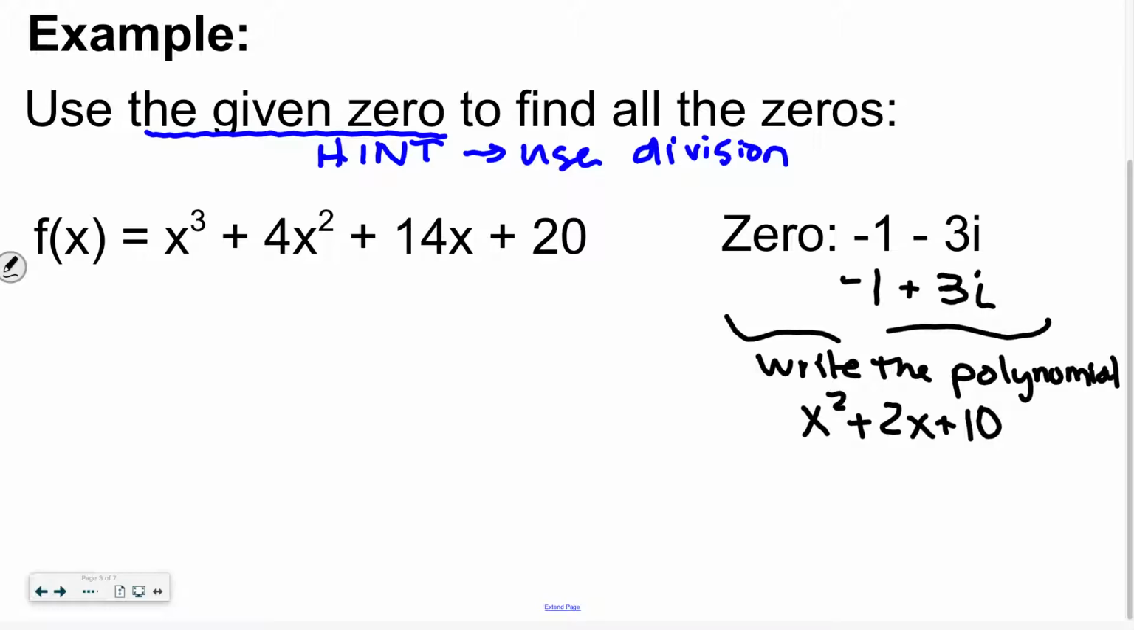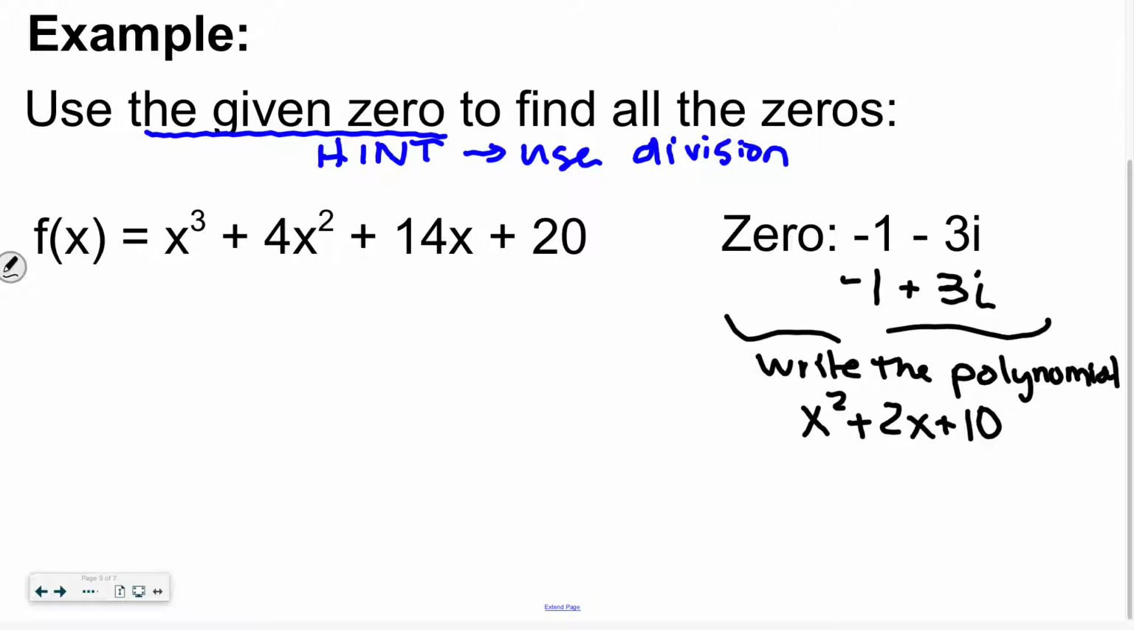So now, if we know that those two zeros make this quadratic, and we have a cubic polynomial, we can use division, take our cubic divided by the quadratic, and we'll get left over with a linear factor. That's the missing factor, and we'll find our zero. So if you've been having some difficulty with long division, we're going to do long division right now. Set up your long division.